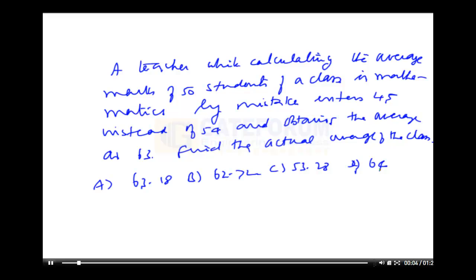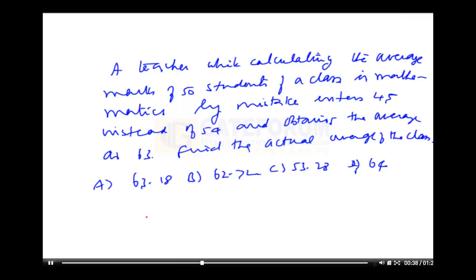Class in mathematics by mistake enters 45 instead of 54 and obtains the average as 63. Find the actual average of the class. So the mistake is made of entering 45 instead of 54. That means the correct total must be 9 more than the total taken. So the average will increase by how much? Total increases by 9 for 50 students. So the average will increase by 9 by 50, that is 0.18. So the answer will be A, 63.18.